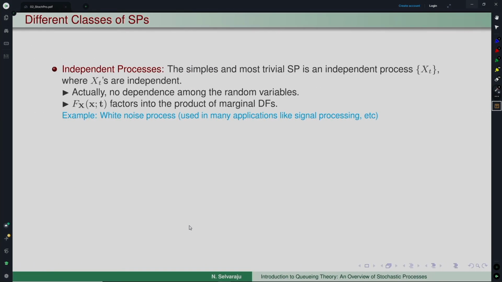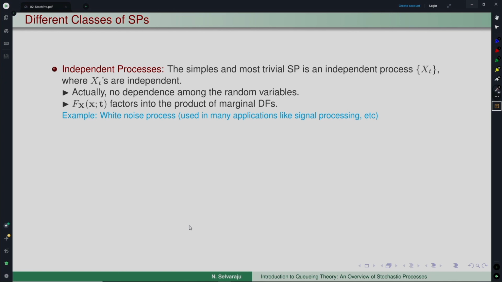So, now we look at, based upon the nature of dependency, what are the different classes of stochastic processes that we can have. Of course, there are plenty, but we will see the major, important ones. Independent process. This is the most trivial stochastic process, where there is no dependency among the random variables. If you are looking for the FDDs, the joint distributions, then they are just the product of their marginal distributions. So, if you know at each time point what their marginal distribution is, then you know completely about the process.